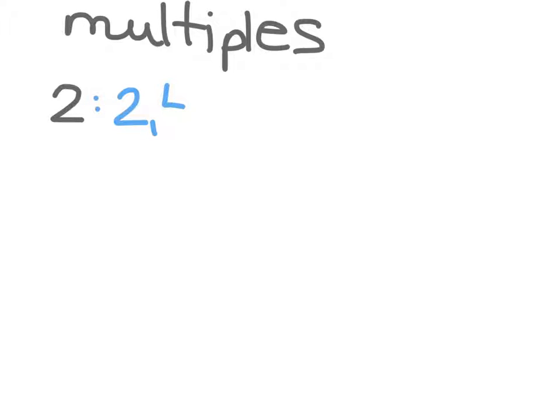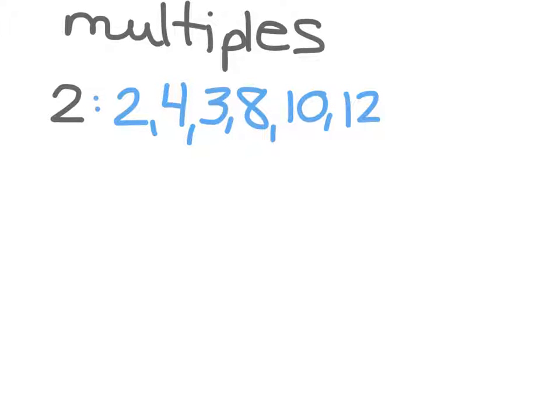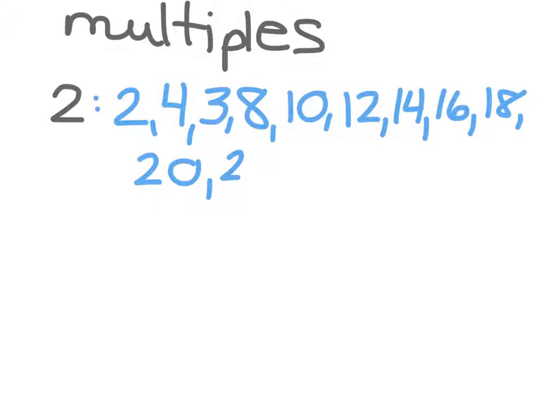2 times 2 is 4. 2 times 3 is 6. 2 times 4 is 8. 2 times 5 is 10. 2 times 6 is 12. 2 times 7 is 14. 2 times 8 is 16. 2 times 9 is 18. 2 times 10 is 20. 2 times 11 is 22. And 2 times 12 is 24. And I could keep going on and on, but for our sake, these numbers are multiples of 2.